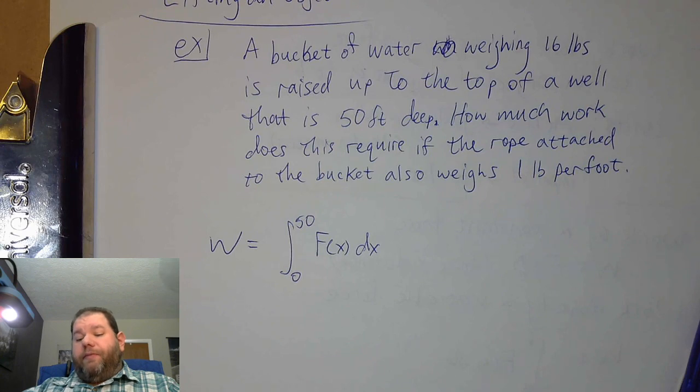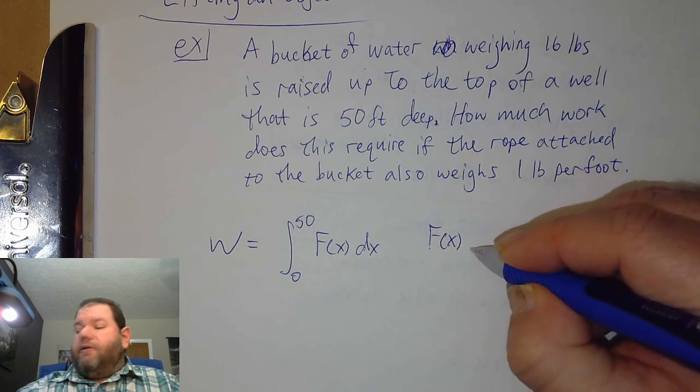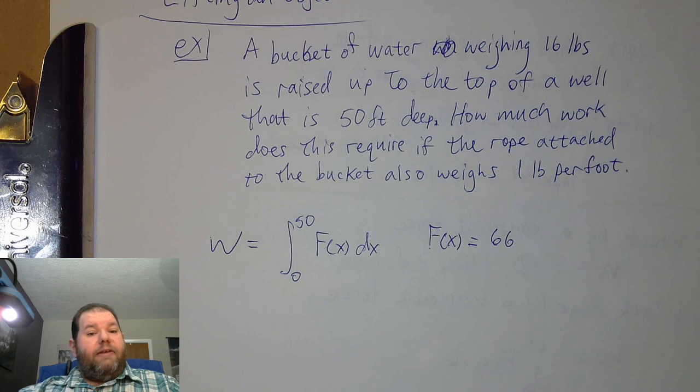So we have 50 feet of rope that weighs 1 pound per foot, and we have a 16-pound bucket of water at the end of it. So combined, our force, F of x, is going to be 66 pounds. That's how much it weighs at the beginning, because at the initial point of this problem, the rope is completely extended and attached to the bucket. So we have 50 feet of rope at 1 pound per foot is 50 pounds, plus the 16 pounds of the bucket of water, and that equals 66 pounds total.